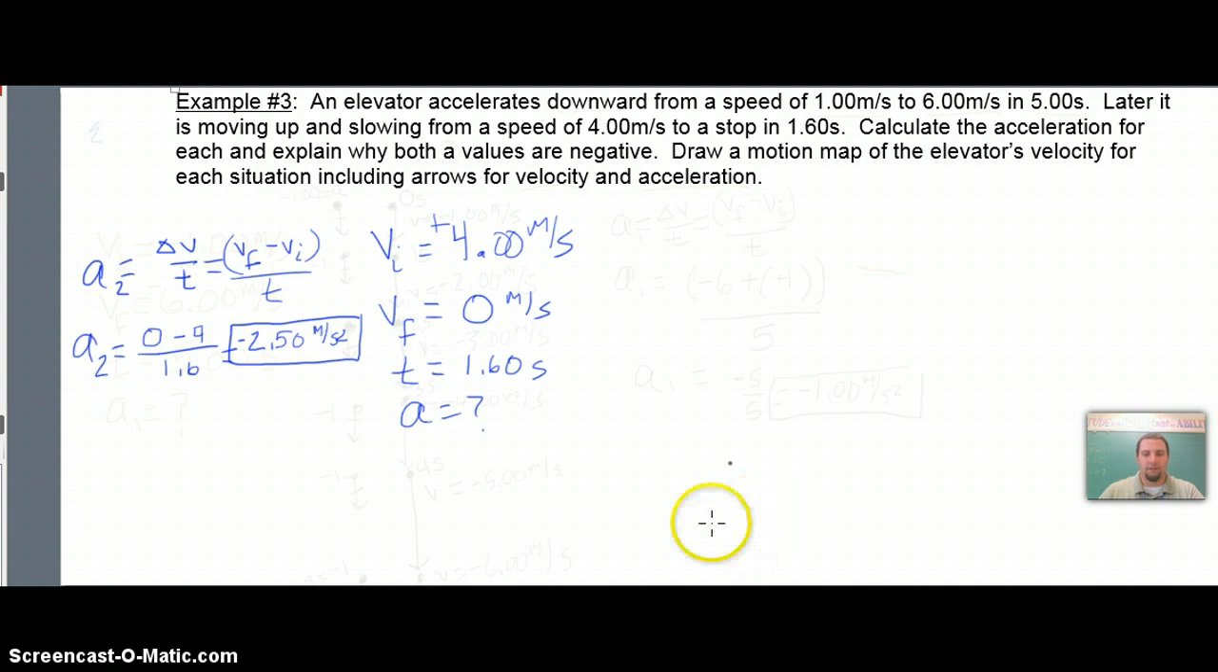So let's take a look here. I'm going to try to make this so I can fit it on this page. Usually I draw these way too big. Time 0, we're right here. Okay? 0 seconds. The object is moving at a positive 4 meters every second.